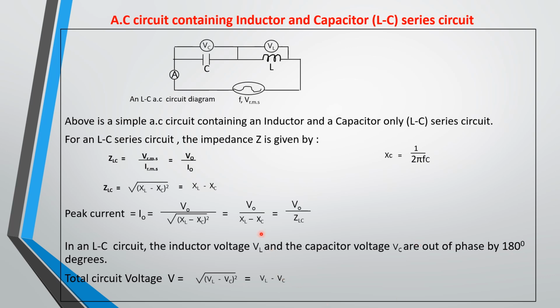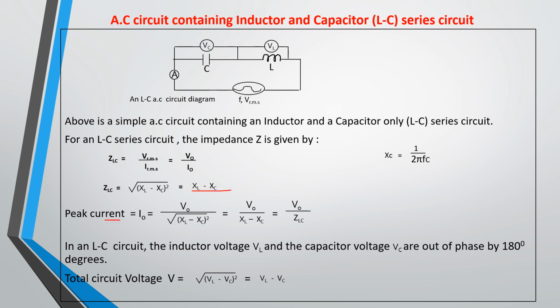Okay, so this is another circuit arrangement, and this one has to do with an inductor and capacitor. So in an inductor-capacitor AC series circuit arrangement, we have that the impedance is equal to the square root of the sum or the difference of the squares of the inductive reactance and the capacitive reactance. So actually, by the time you have this equation, this is what you have.